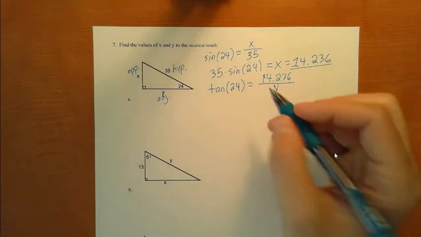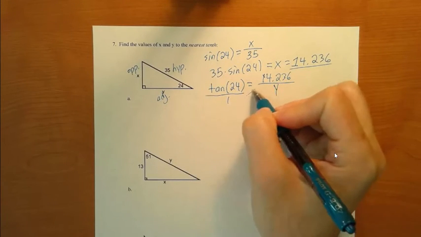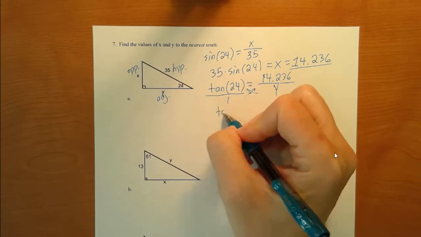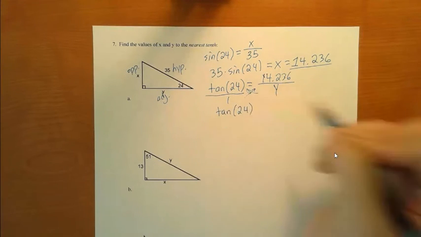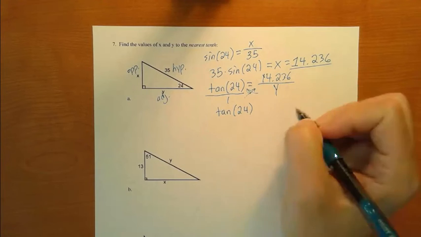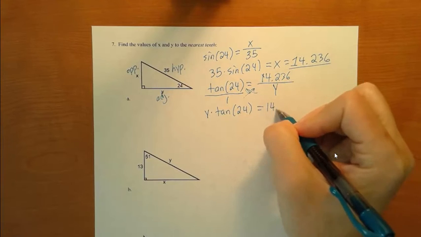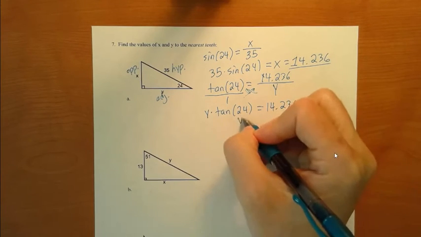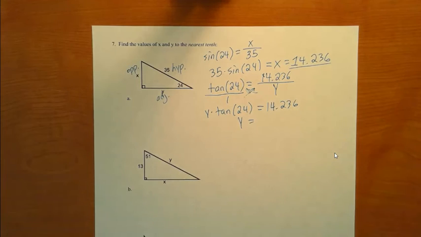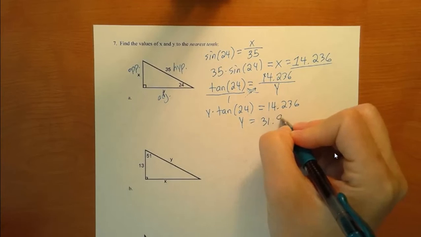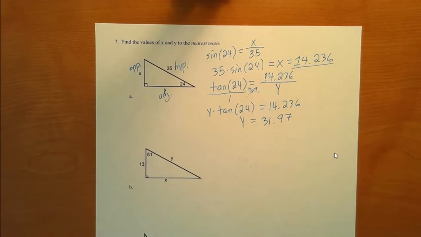So now, like before, we're putting that over 1 and cross multiplying so that I have tangent of 24 times y equal to 14.236. And that means that our y value is going to be 14.236 divided by tangent of 24, which ends up as 31.97 for y.